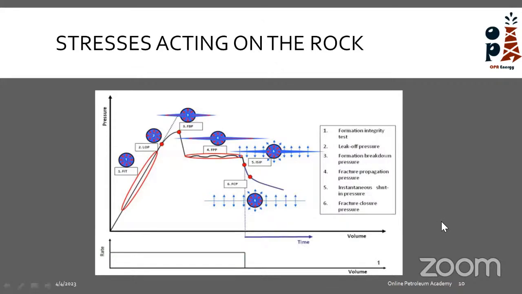Is it showing now? Yes, your screen is clear. Okay.